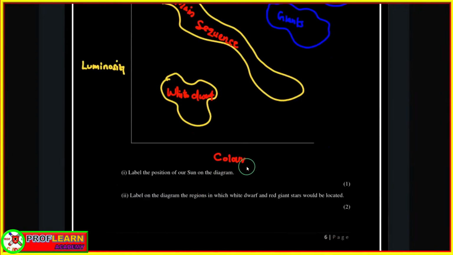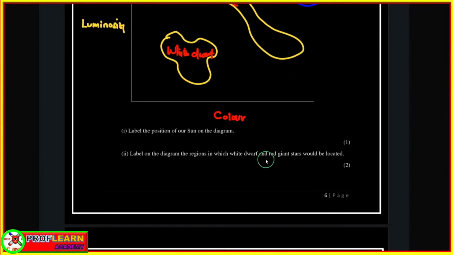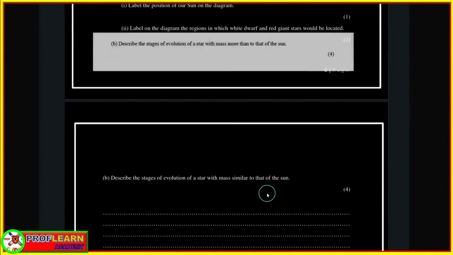Okay, now already we have answered the Roman 2, where we have the white dwarf. And if you are told to indicate where the sun is, it is in the main sequence stage.